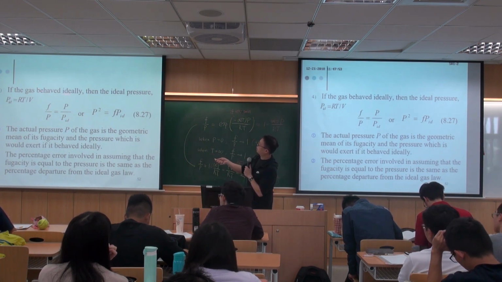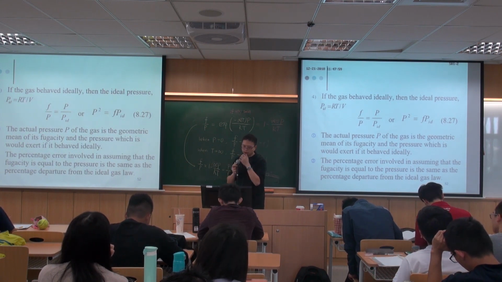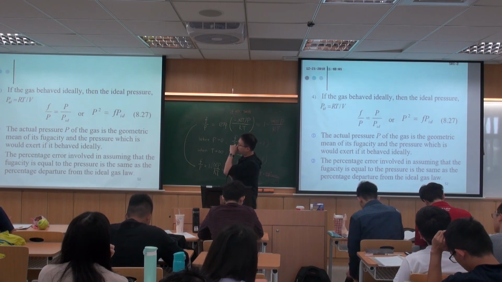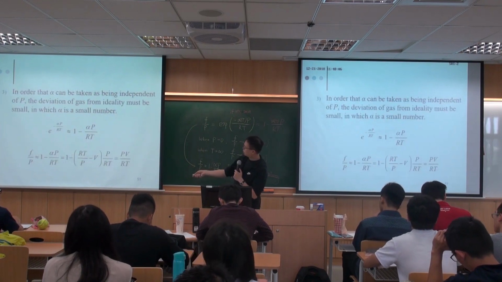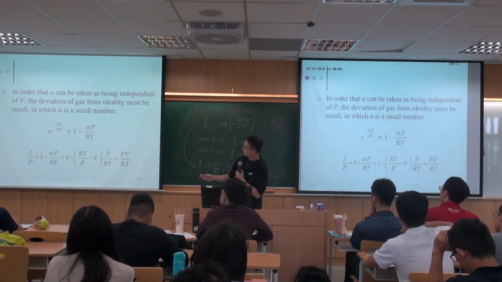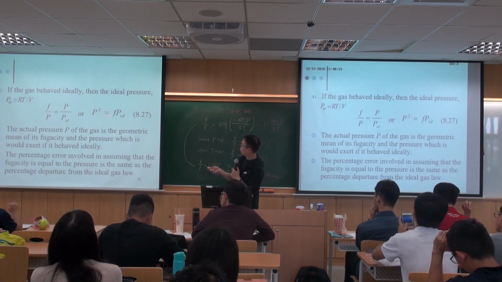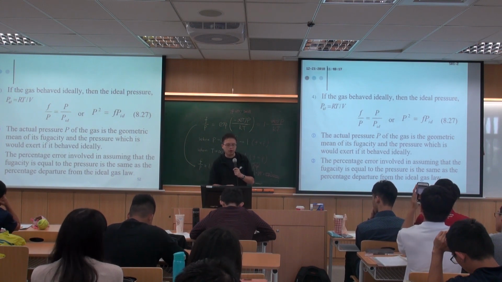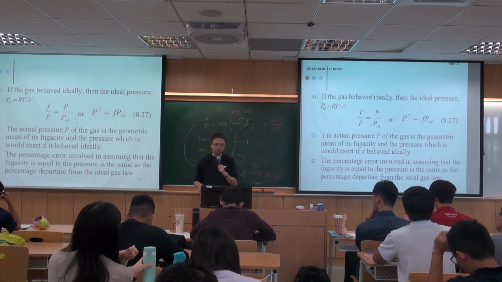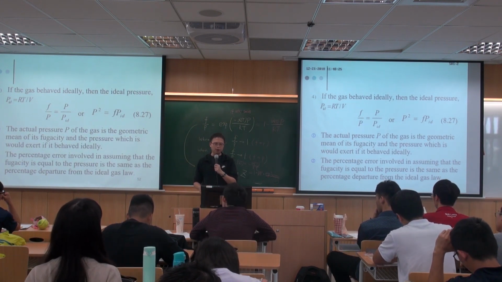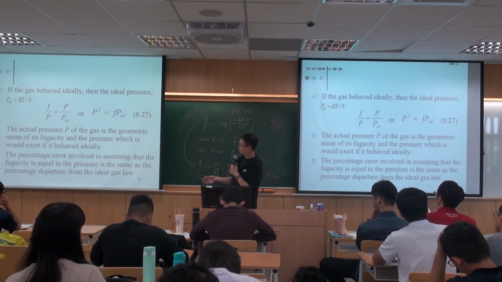If the gas behaved ideally, then the ideal pressure will be RT over V, right? This is if the gas is ideal. But we already know that F over P is something like this. So we can replace this by P over P ideal. Therefore, P squared will be the product of fugacity times the ideal gas pressure. So this is not very useful at this point. Well, probably not very useful for the rest of this semester and also the rest of your next semester.